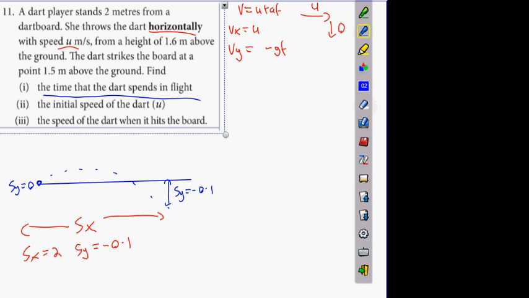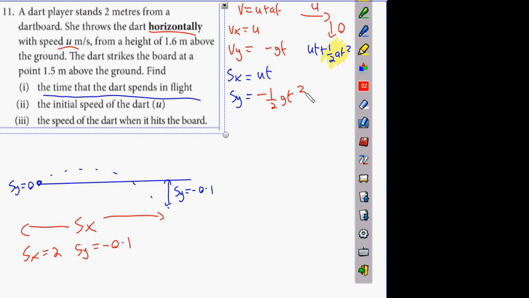And sx equals ut plus a half at squared. Once again, no acceleration in the x direction, so it's going to be u times t. sy is going to be ut plus a half at squared. Now, what did we say about the u value in the y direction? 0. So the ut is 0, and we're just left with the half at squared part, which is minus a half gt squared. Alright.